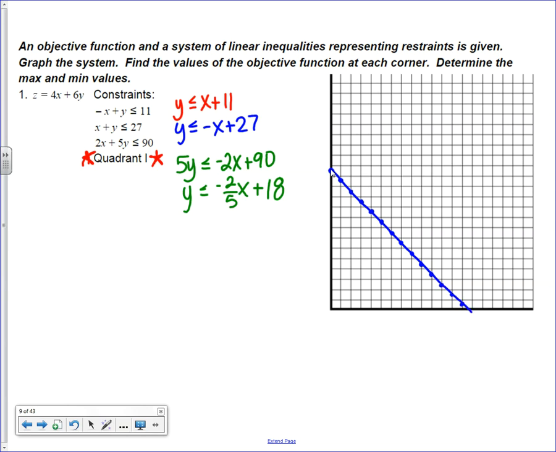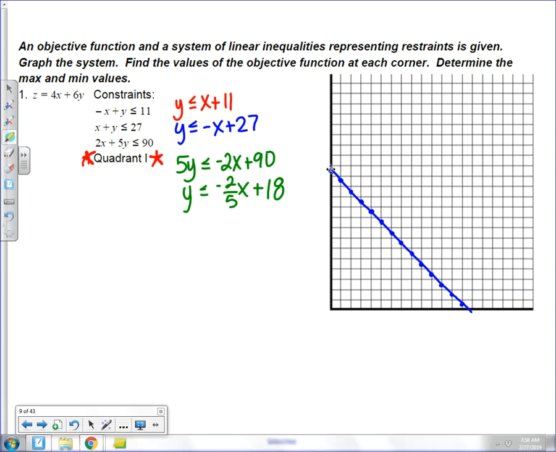Okay, and this one will be shaded below, because it was a less than symbol. So there we go. All right, let's go back up and do that red one.